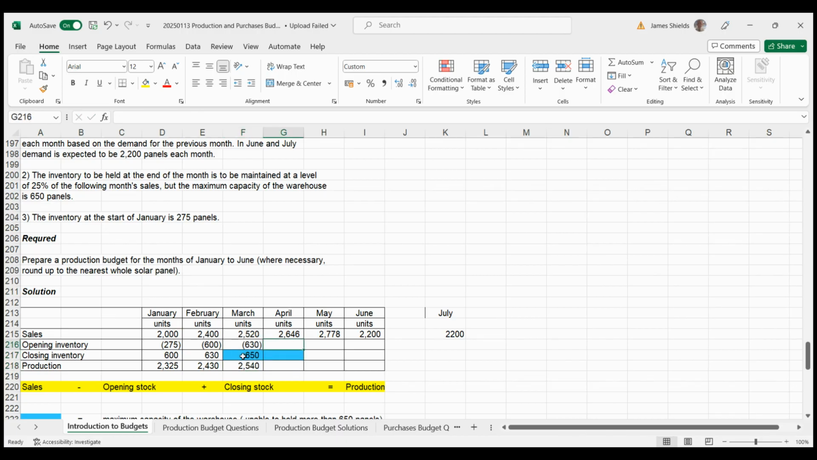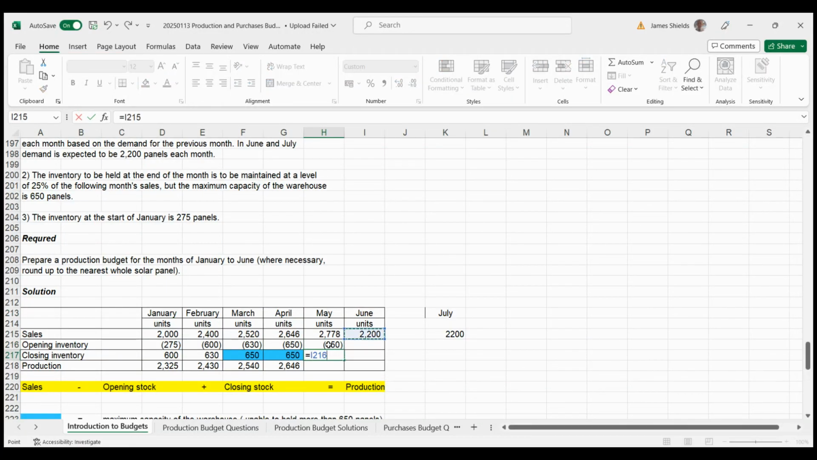April, your opening inventory will be last month's closing inventory. So it's going to be the 650. And we're going to reduce that. Closing inventory will be the full amount sales times 25%. Again, it's gone above 650, it's 695, but they can't hold more than 650. So it can only be 650. And the production for the month then will be 2,646. Right, May now. The opening inventory will be last month's closing inventory.